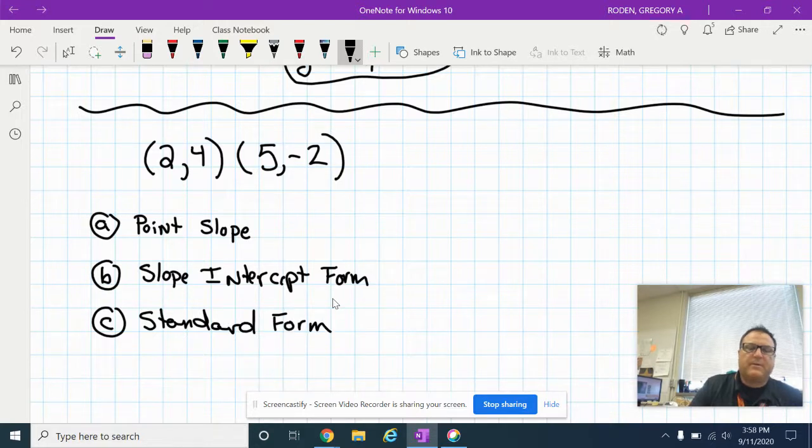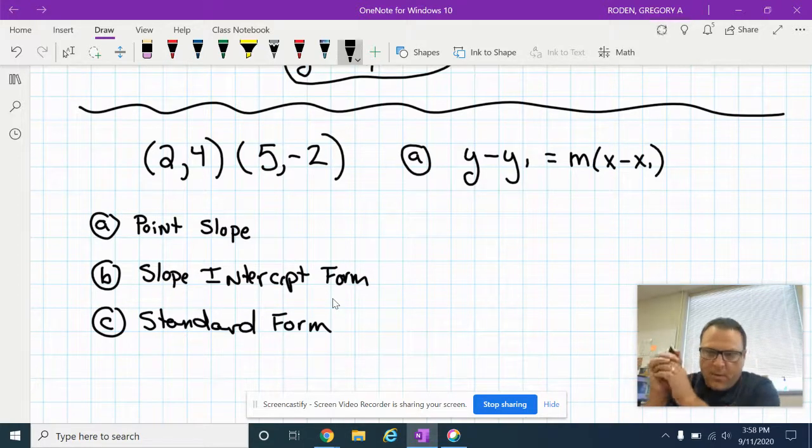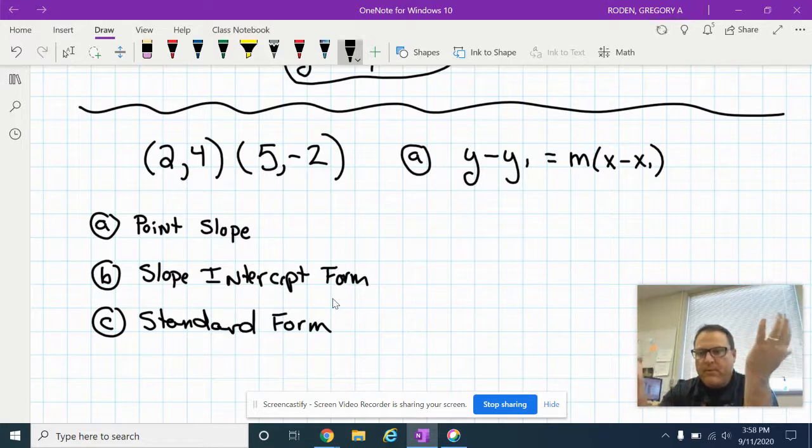Okay, so let's do it. Here we go. Starting with point slope, part A. Well, point slope, again, is just y minus y1 equals m times x minus x1. Now, how is this problem different than what we've had in the past? Well, yeah, we don't have a slope, do we? So we need to go ahead and find the slope really quick.